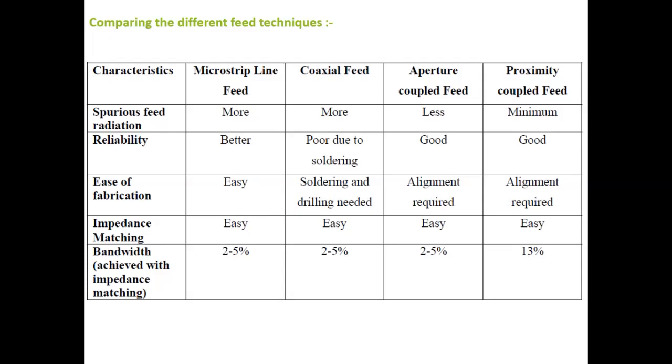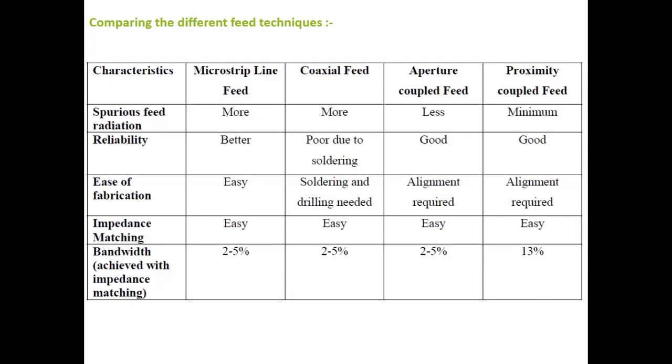Reliability, better in a microstrip line feed. Coaxial, poor due to the soldering. Aperture, good. Proximity, good. Ease of fabrication, easy. Soldering and drilling needed. Alignment required. Impedance matching in a microstrip line feed, easy. Coaxial, easy. Aperture, easy. Proximity, easy.